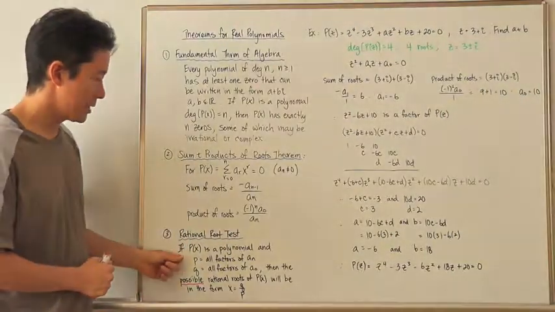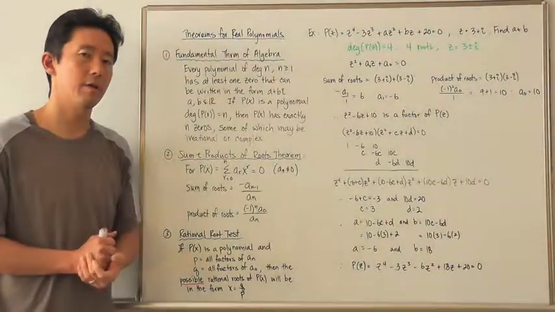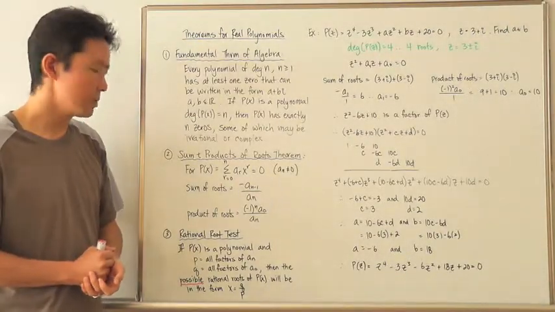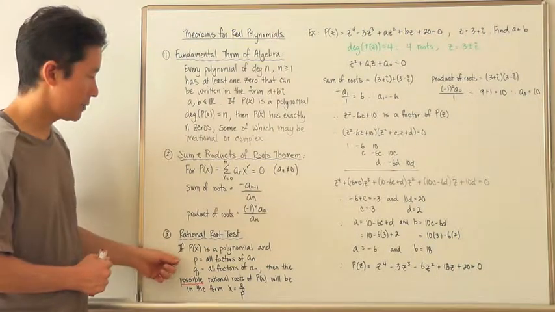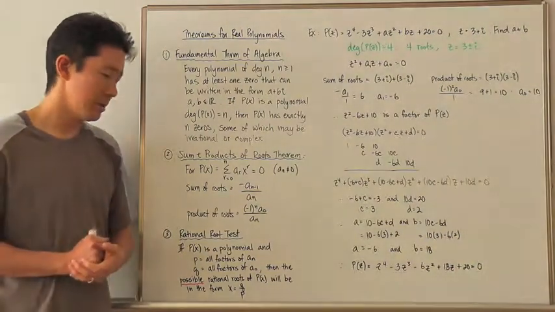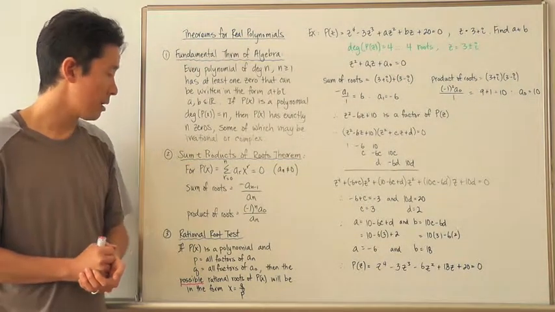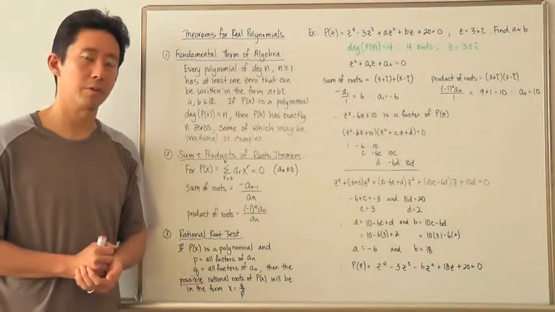The last thing is that if you need to test for any of the possible rational roots, you can use this to quickly determine whether or not there are rational roots for your original polynomial.